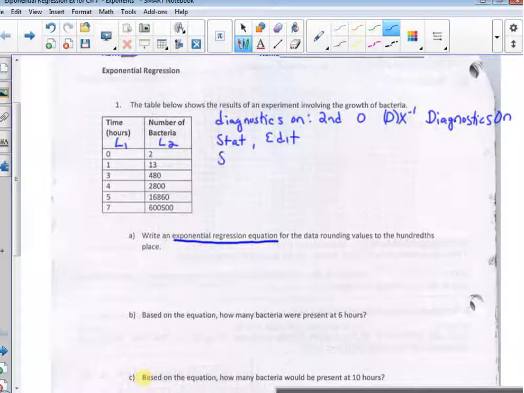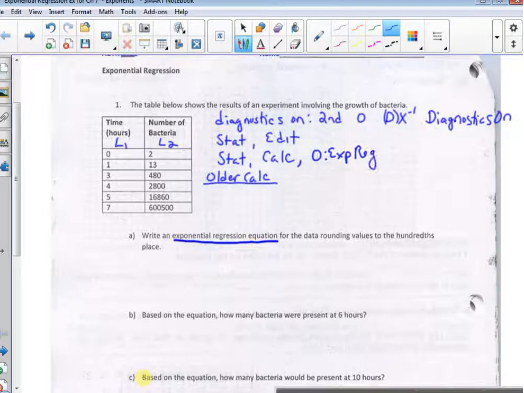And then I did Stat Calc. So if you have the old operating system, so on the older calculator, it looked like this. It just came up Stat Calc. Oh, and we were looking for 0 EXP reg. So then on the older calculators it comes up EXP reg, something like that, and then you have to type in L1, comma, L2.